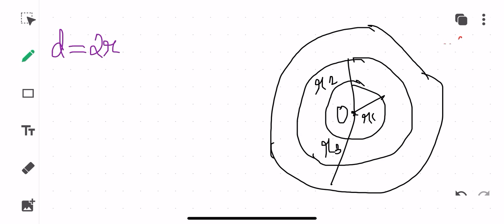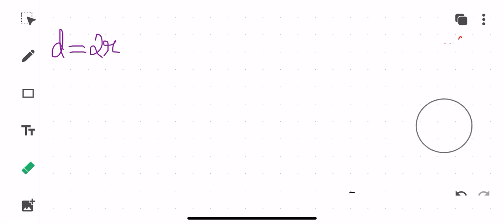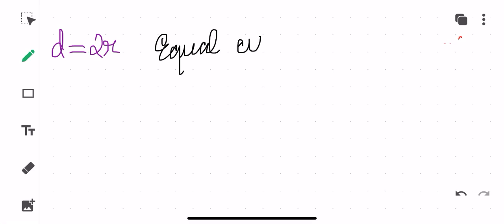Then we'll be talking about equal circles. As the name suggests, children, what are equal circles? I'll write here, equal circles. Equal circles are circles which have equal radii. So here the condition is that the centers will be different and the radius will be the same.